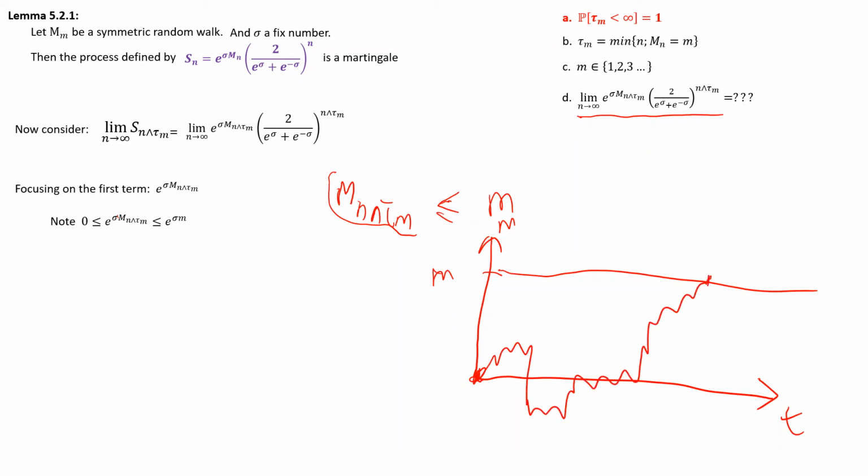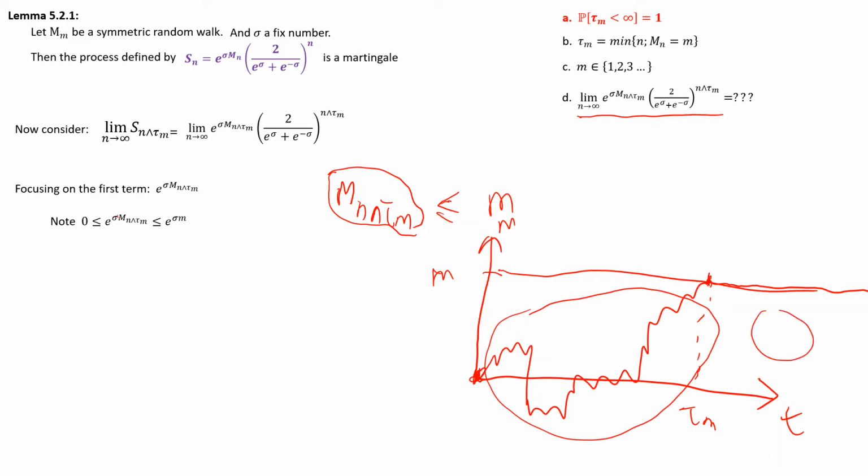And this tau m is the very first time that this process reaches level m. When it reaches level m, the stopped process, or frozen process, does what a stopped process does: it is frozen at this level, staying at m forever. So no matter where I look in this area here, it is less than m. After that, it is equal to m.